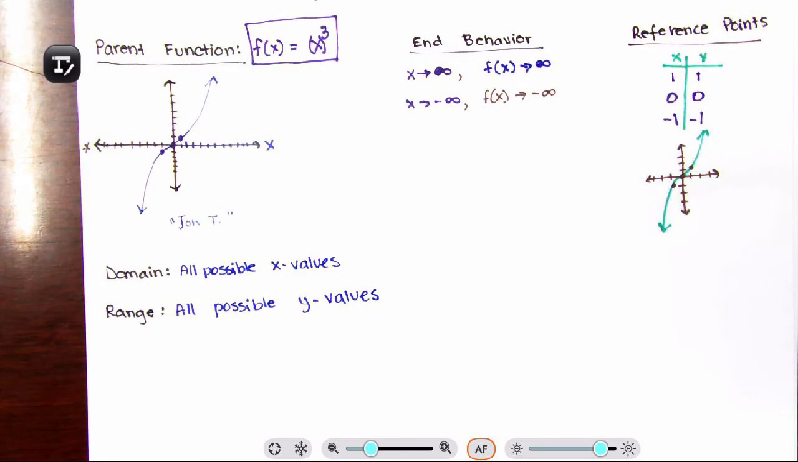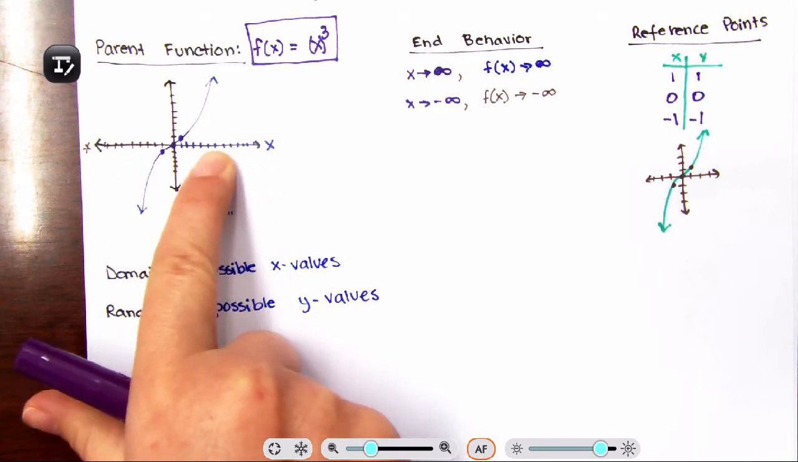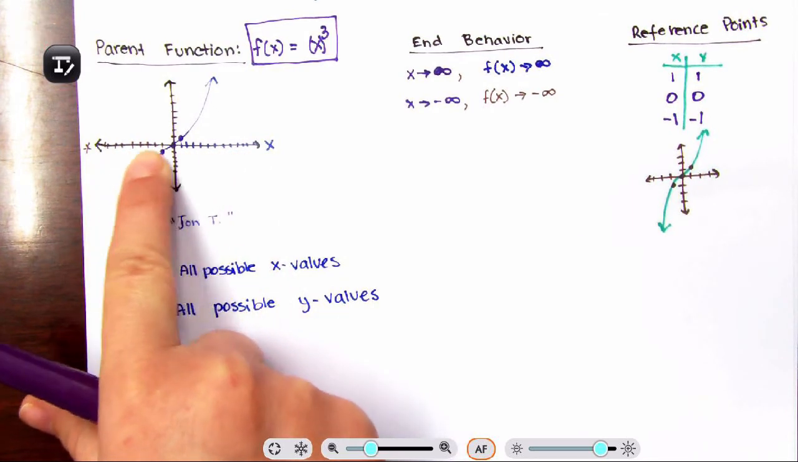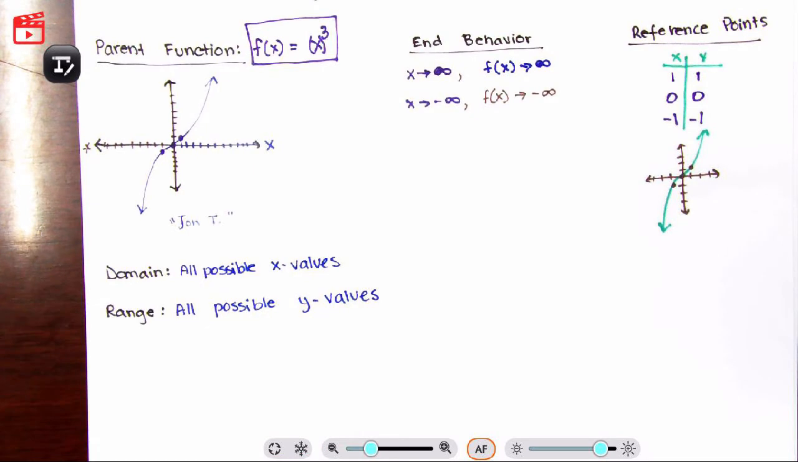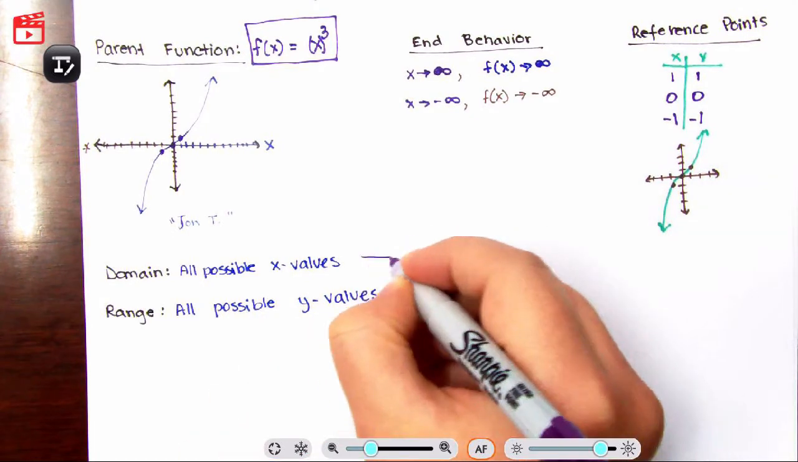What I like to ask is, is there anything that it can't be? Because if we rule out what it can't be, then we know what it can be. I know it's a little confusing, but just focus on what it can be. So what can x be here? Is x anywhere on here that it can't be? In this case, x can be anything we want it to be.